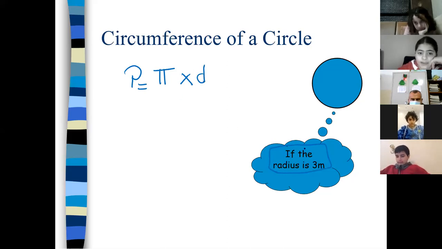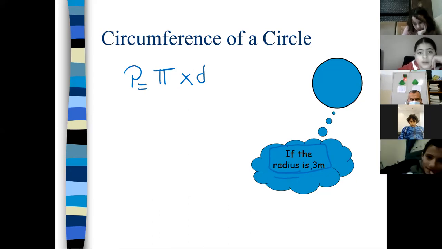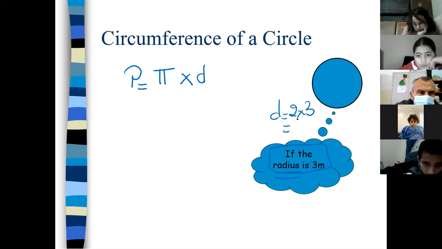Here, there's a trick. Here I gave you the radius. 3 meters is the radius. It's not the diameter. So before I find the perimeter, we have to find the diameter. How much? 6, because the radius is half the diameter. We said it before: the diameter is double the radius. So 2 times 3 equals 6. 6 meters. Bravo.